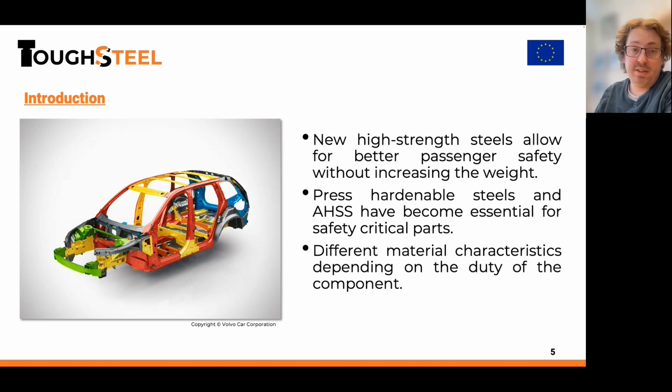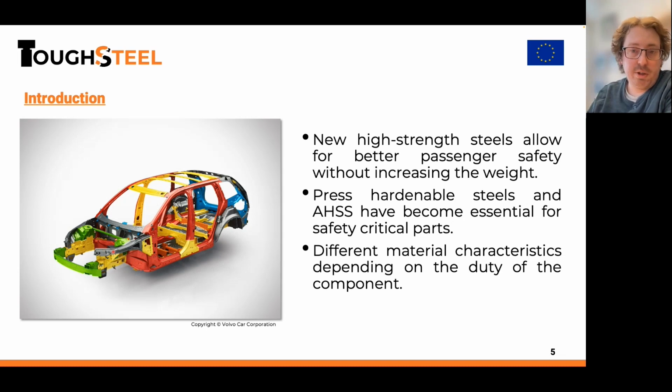Press hardened steels and advanced high-strength steels have become essential for safety-critical parts today. And a lot of different steel grades with different material characteristics, depending on the duty of the component, have been developed. As an example, let me see if I can show with a laser pointer here. Can you see this? Yeah. The passenger safety cage here, you want very strong materials with low ductility that don't deform into the passengers, of course. While here we have more energy absorbing parts made from tougher and more ductile materials.